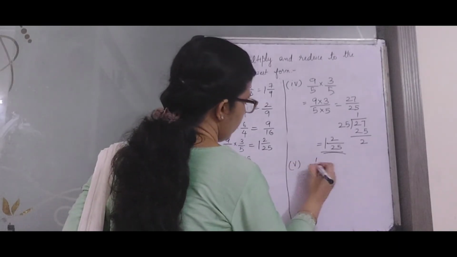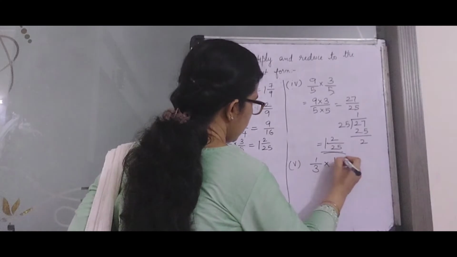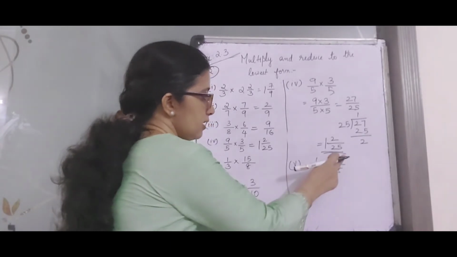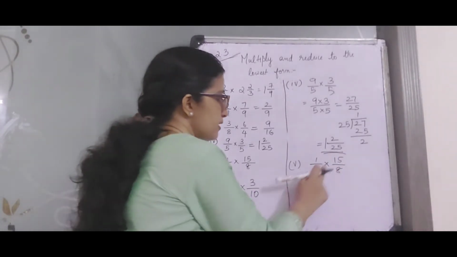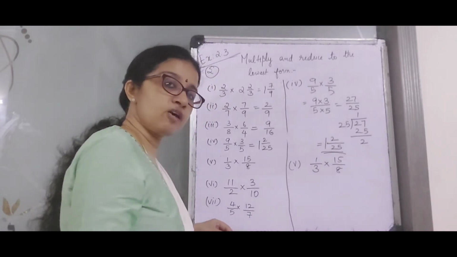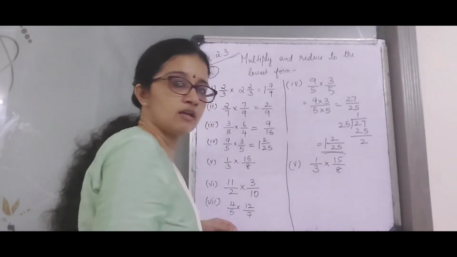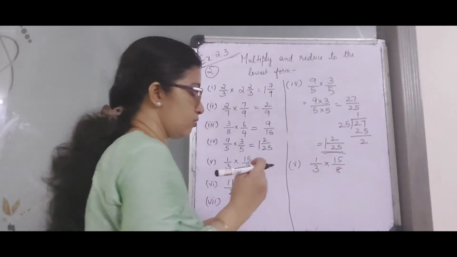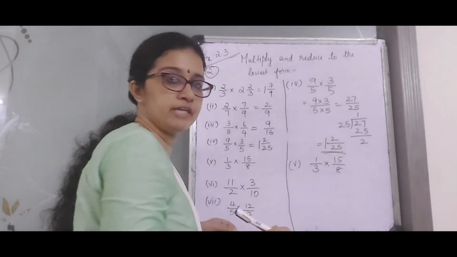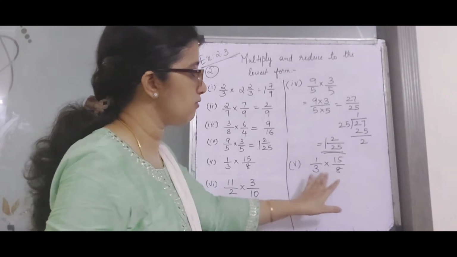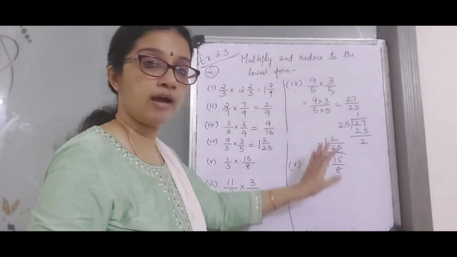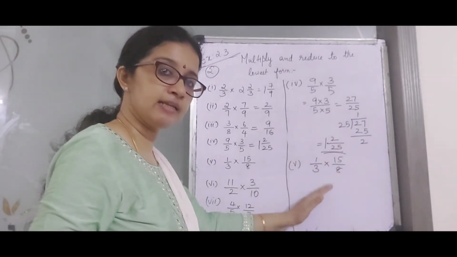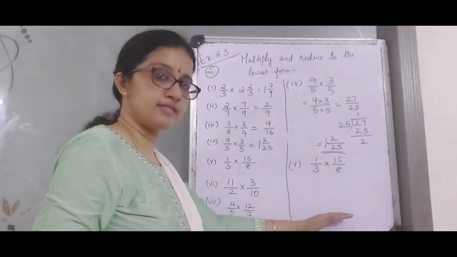Fifth problem is 1 by 3 into 15 by 8. Okay. Now how can we simplify this? There is a 3 here, there is a 15 here. So is there any common factor between 3 and 15? Yes, 3 is a common factor, right? 5 into 3 is 15 here. So we can write 15 in terms of 3, so that we can cancel numerator and denominator. Okay. So this I am telling for the simplification purpose. Even if you write 15 divided by 8 into 3, it's the same. But after that we have to simplify. So instead of that, if we directly cancel the common factors and simplify it, it will be easier for you.